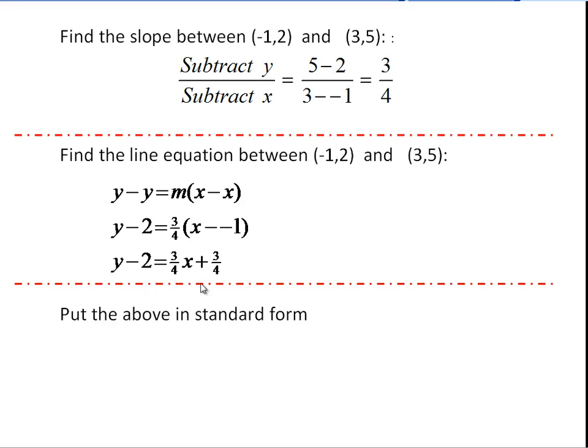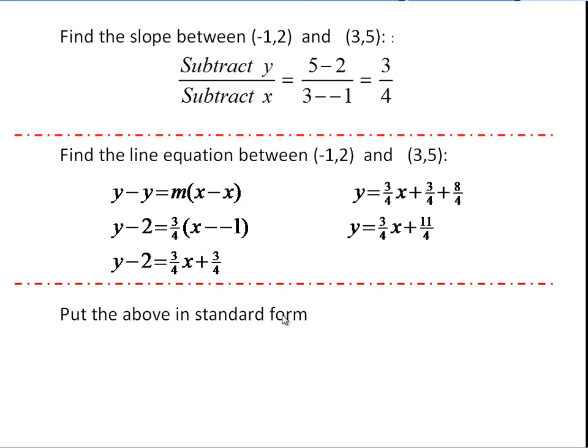Then we have to take this 2 and move it over, so you add 2. Now the number 2 is 8/4. Just multiply by 4, because that's our common denominator. So we're going to plus 8/4. So then when you combine those, you get y equals 3/4 x plus 11/4. So that's the line equation in slope-intercept form.